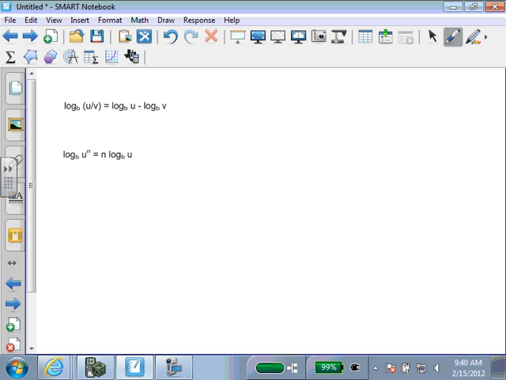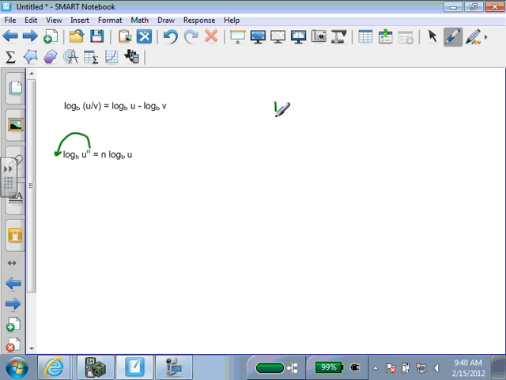We have two other laws. Log base b of u divided by v is equal to log base b of u minus log base b of v. And log base b of u raised to some power n is the same as n times log base b of u. Some people show this as the exponent comes out in front. And we have sort of seen this.